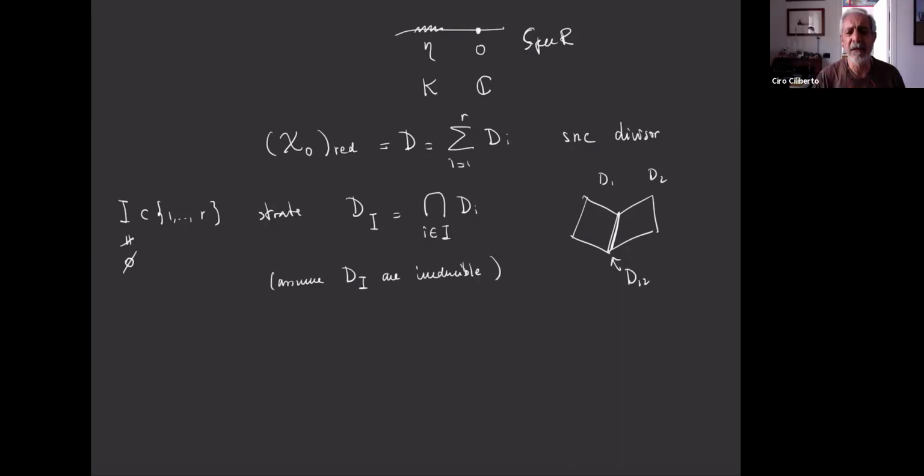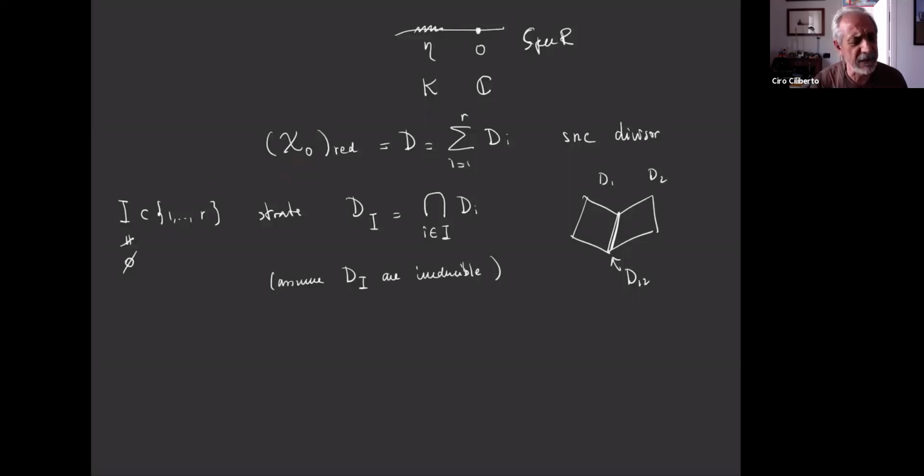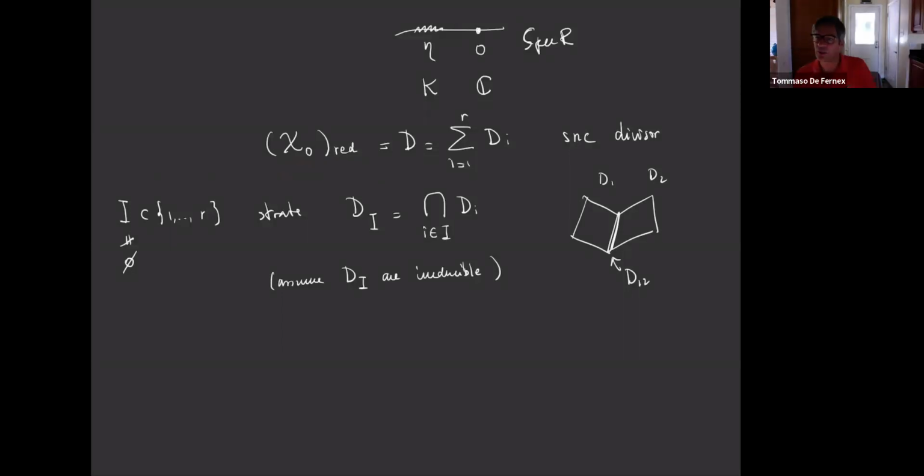Tommaso, sorry. Yes. Usually you have to make a base change in order to make simple normal crossings, right? No, because I'm looking here just at the reduced, so I don't care about the multiplicities. Yeah. So it could have multiplicities, but this will not affect. I see.